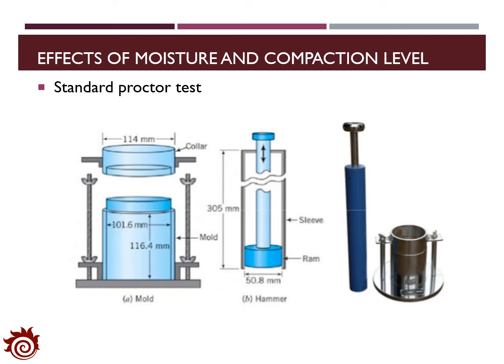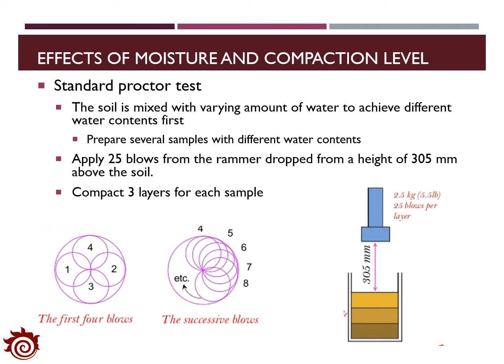The figure here shows the instrument applied for the test. It has a mold with a collar and several hammers with standard weight. In the standard proctor test, at first we need to mix the soil with a varying amount of water content so that we can achieve different water content values. Usually we will prepare several samples with different water contents so that we can analyze the impact of the water contents on the soil compaction effect.